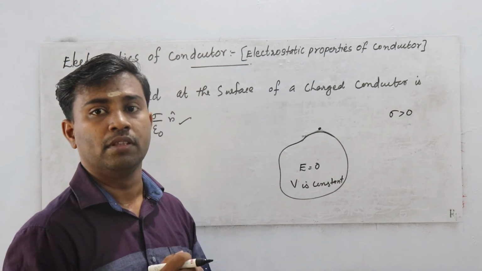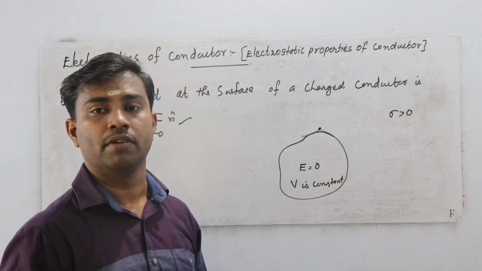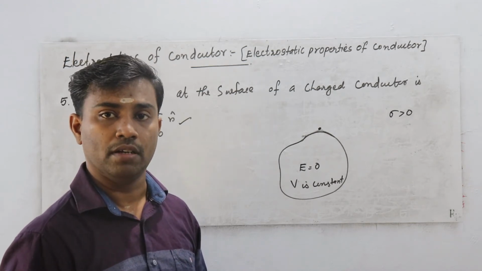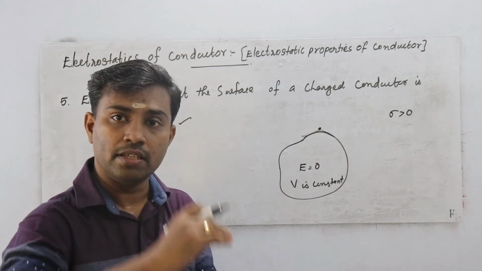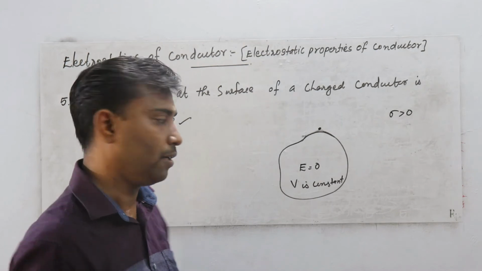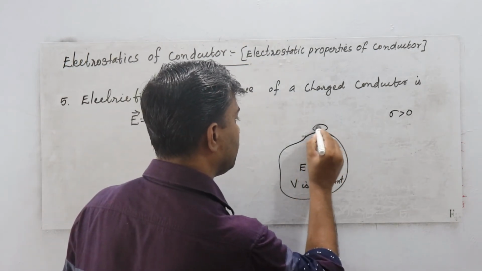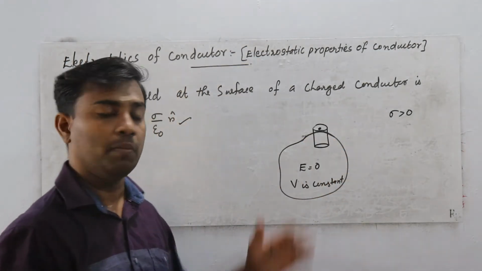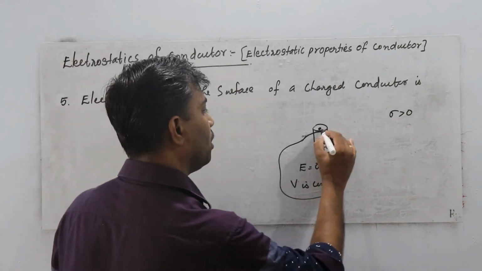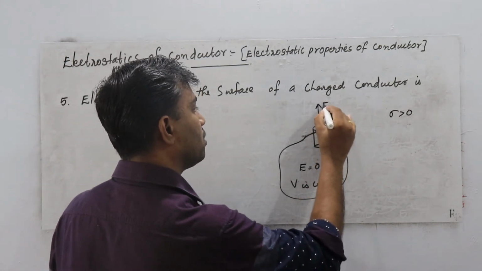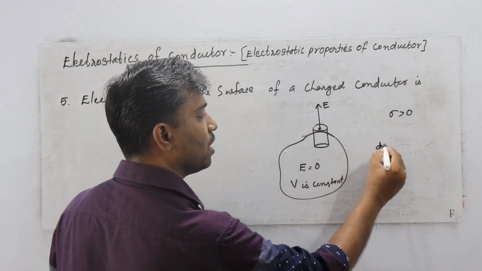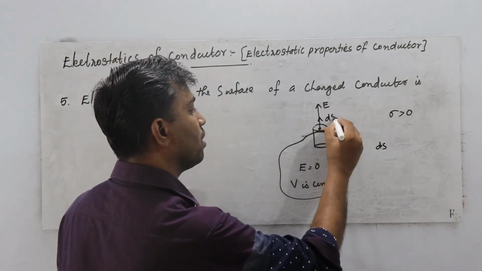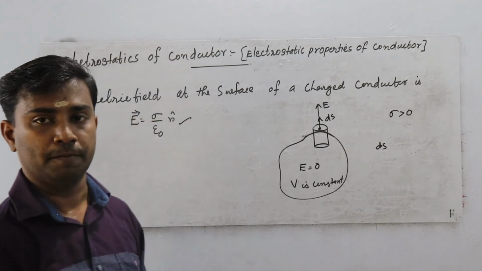For finding that, we consider an imaginary Gaussian surface in the form of a cylinder. One part of the cylinder is partially inside the conductor, and one part is outside the conductor. So I will draw a cylinder here enclosing the point. On the surface the electric field is normal to the surface, and we consider ds as the area of cross section, so the area vector is also in the same direction.